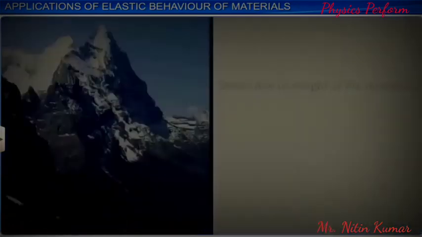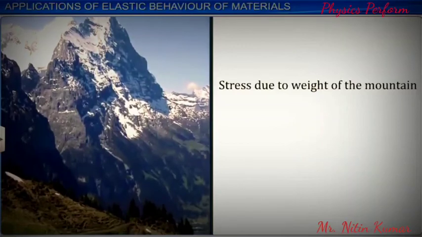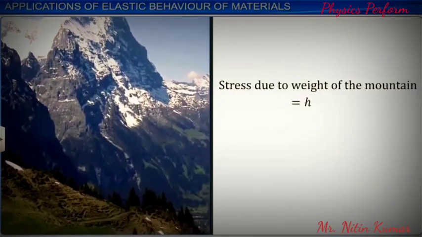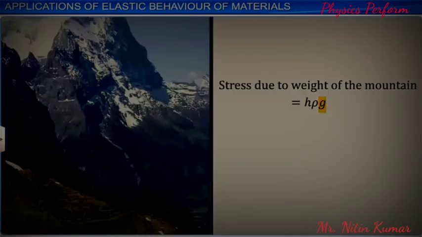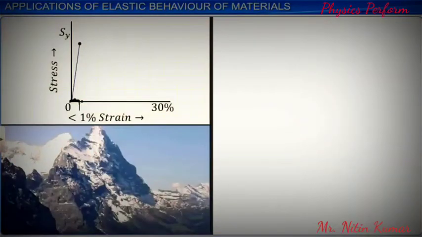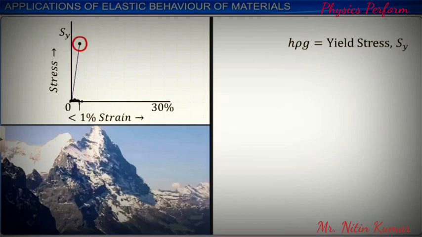The stress due to the mountain's weight can be equated with the yield stress, the stress at the elastic limit. The value of yield stress for rocks is typically in the range of 3 × 10^8 pascal. Taking an average density of rocks as about 3000 kg per meter cubed and solving for h, we get h as approximately 10 kilometers.